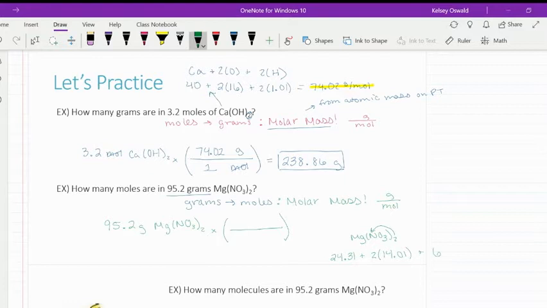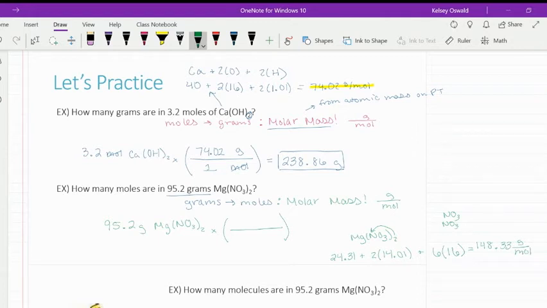And then I need to take 6 times my mass of oxygen because I have NO3 2 times. So that means I have a total of 6 oxygens. So I'll take 6 times 16, or that molar mass of just 1 oxygen. And when I put that in my calculator, I'm going to find that my molar mass of the substance is 148.33 grams for every 1 mole.